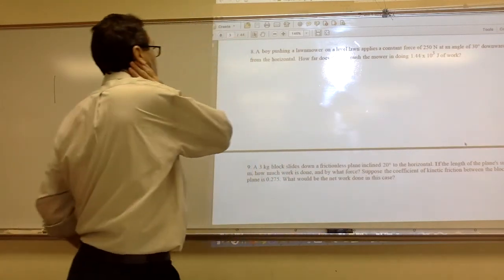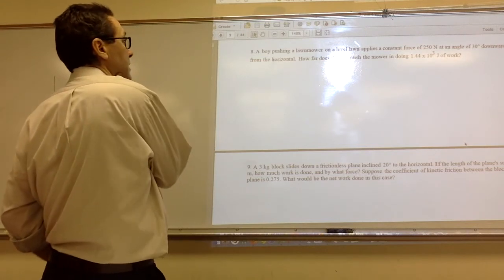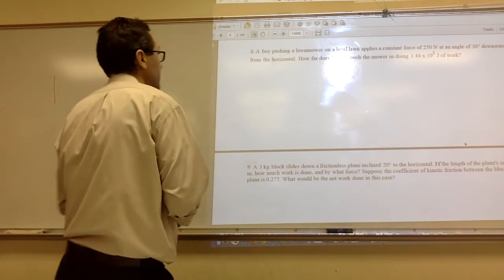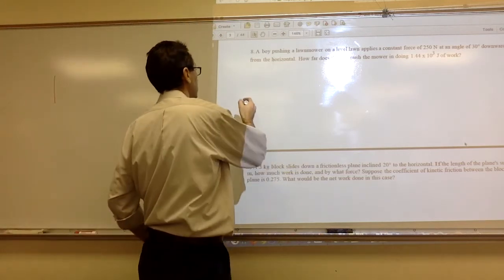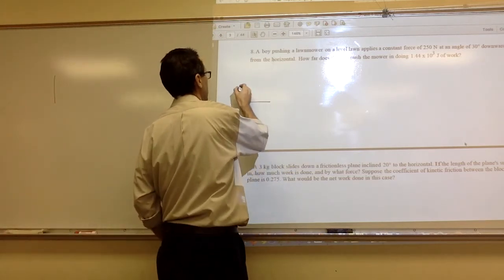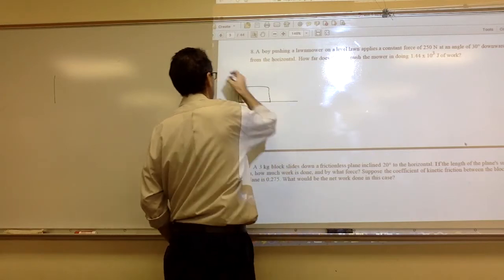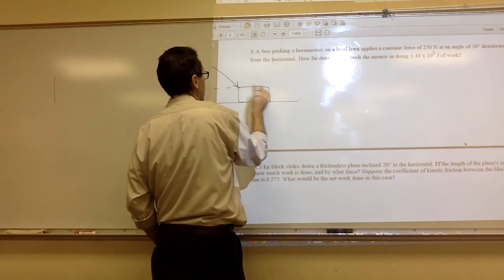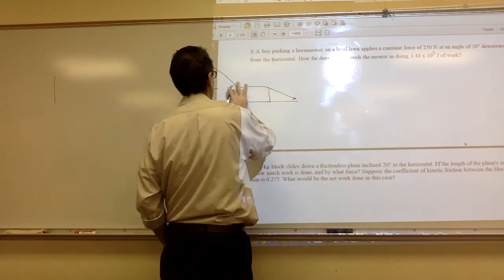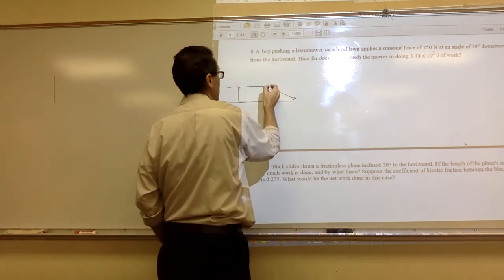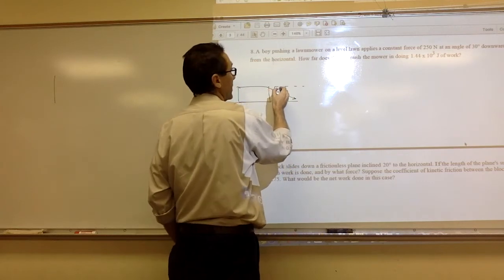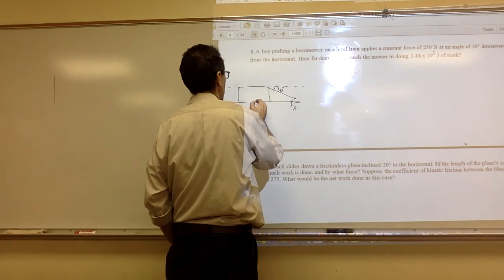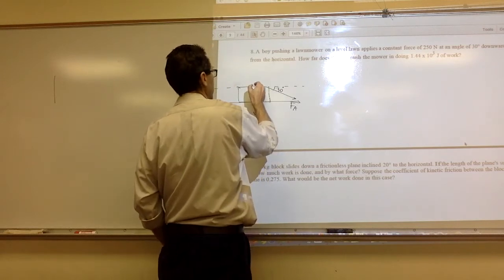Number 8, a man pushing a lawnmower on a level lawn applies a constant force of 250 newtons at an angle of 30 degrees downward from the horizontal. So they're pushing down in this direction here. Technically we should put this force here because we can't have the arrows going into the object. So this angle here is 30 degrees. This is your applied force. And you have all your other forces.